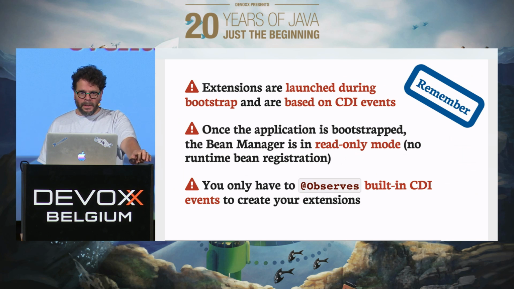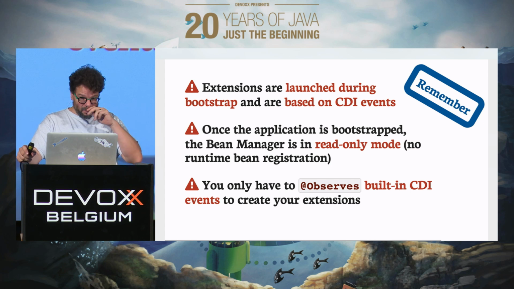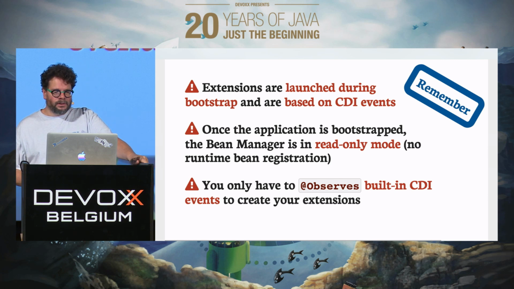You have to keep in mind that extensions are launched during the bootstrap, the deployment of your application, and they are based on CDI events, like you just saw with the @Observes annotation. Once the application is bootstrapped and running, the bean manager is in read-only mode, so you can't add a bean at runtime. And to build your extension, you only have to observe built-in events.